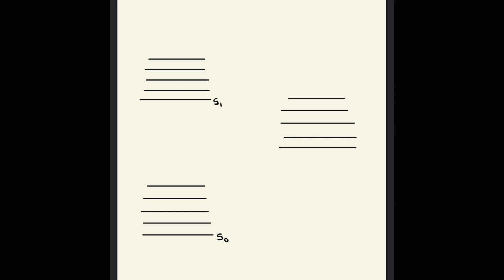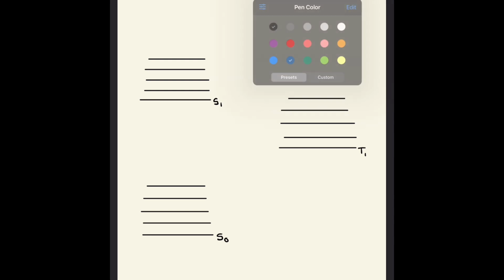The Jablonski diagrams. So first, we have three states. We have the singlet ground state, the singlet excited state, and the triplet excited state. The singlet ground state is noted by S sub 0. The singlet excited state is S sub 1. And the triplet excited state is T sub 1.